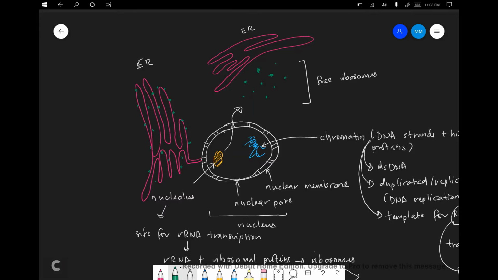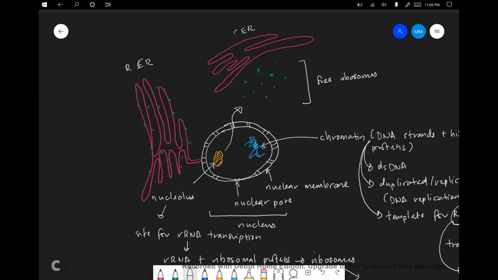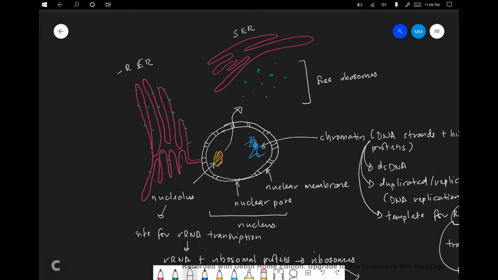So the endoplasmic reticulum with the ribosome now has a new name. We call it rough endoplasmic reticulum. And the other endoplasmic reticulum, because it does not have any ribosome studded on it, we call smooth endoplasmic reticulum. So what are the functions of this endoplasmic reticulum? Let's start from the left, the rough endoplasmic reticulum. This rough endoplasmic reticulum is responsible to synthesize protein. So protein synthesis.